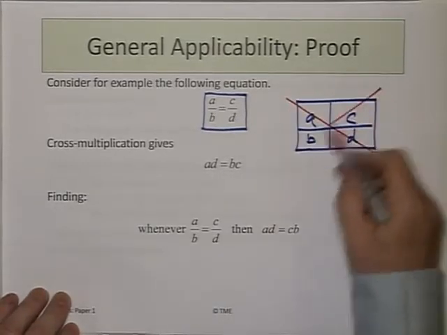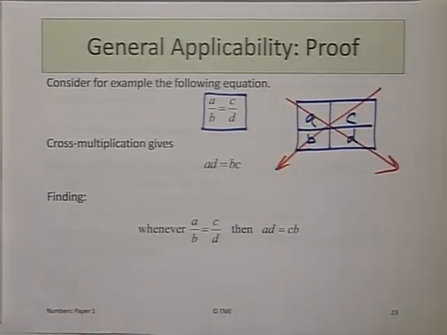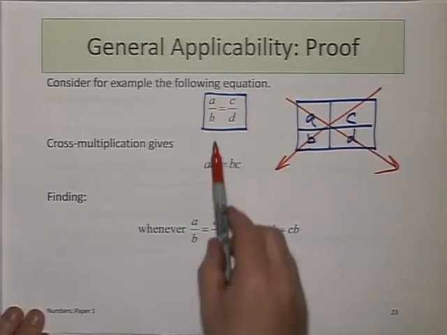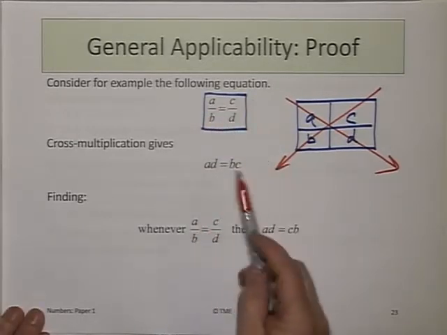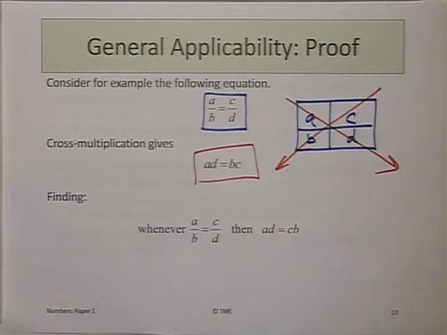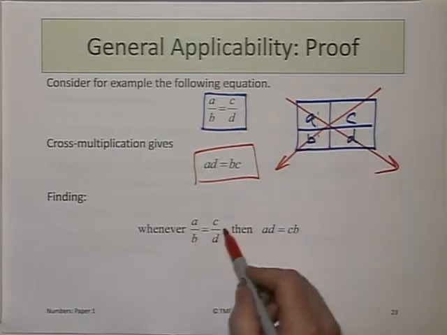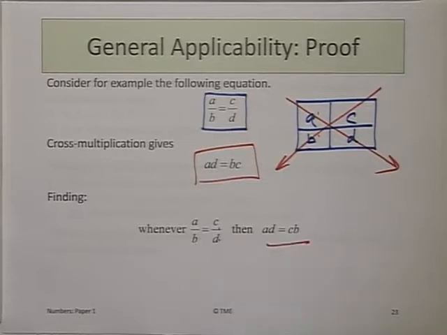A times D is C times B. So cross multiplication, we would say AD is BC. You've done this a million times with cross multiplication. Also, if A over B is equal to C over D, then also A is BC over D.